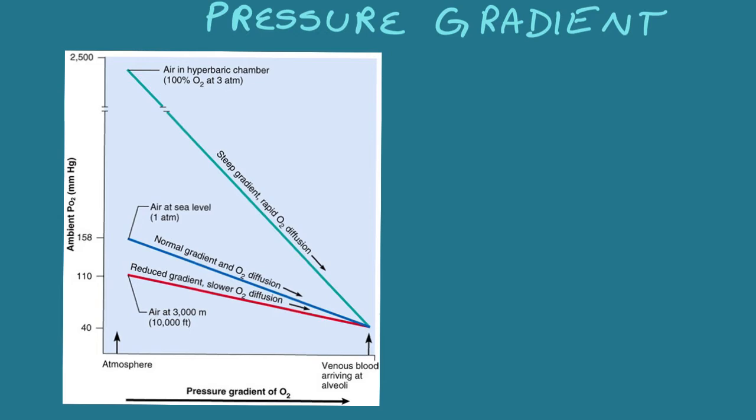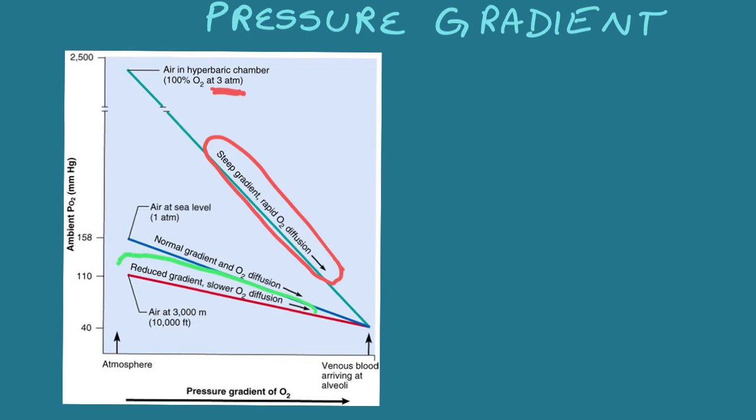So let's take a look at this graph here. The one with the highest gradient is the steepest gradient that you see here. And that is air coming from in a hyperbaric chamber at 3 atmospheres. It's 3 times the atmospheric pressure. So this obviously increases the speed of diffusion. The opposite is the reduced gradient.